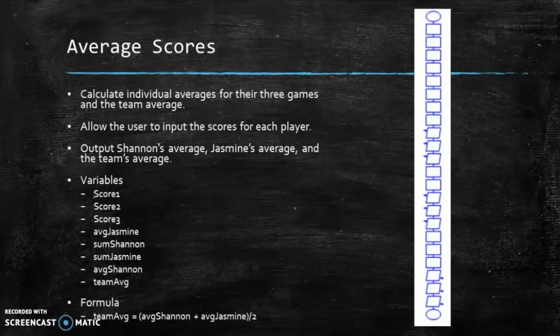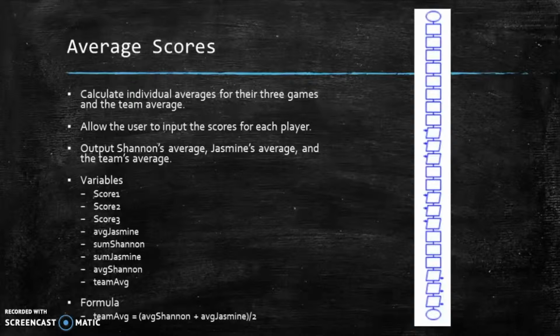This video demonstration is going to walk you through how to calculate average scores using Raptor. So the premise of this program is that Shannon and Jasmine bowl as a team. Each of them bowls 3 games in a tournament. They would like to know their individual averages for their 3 games and the team average.